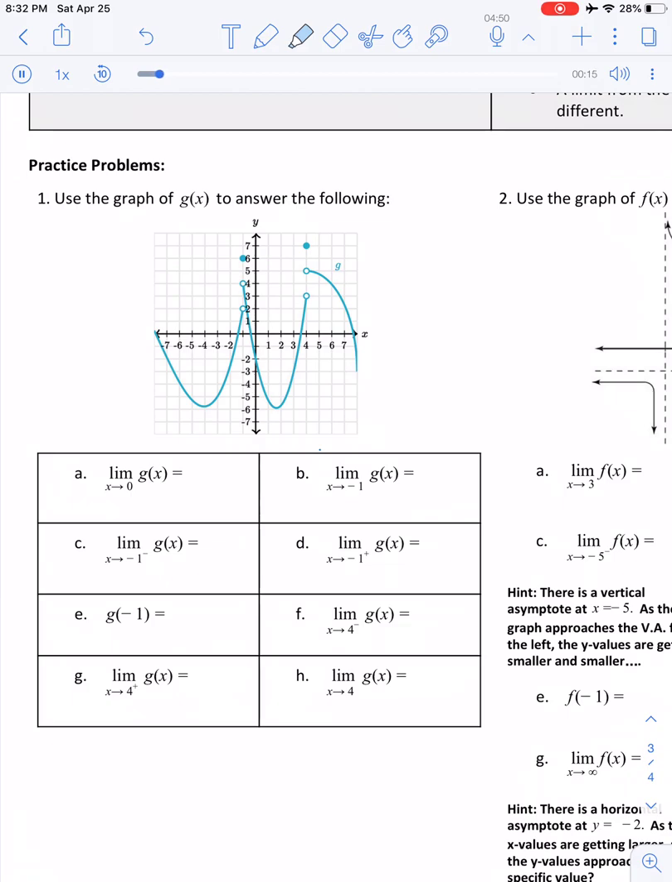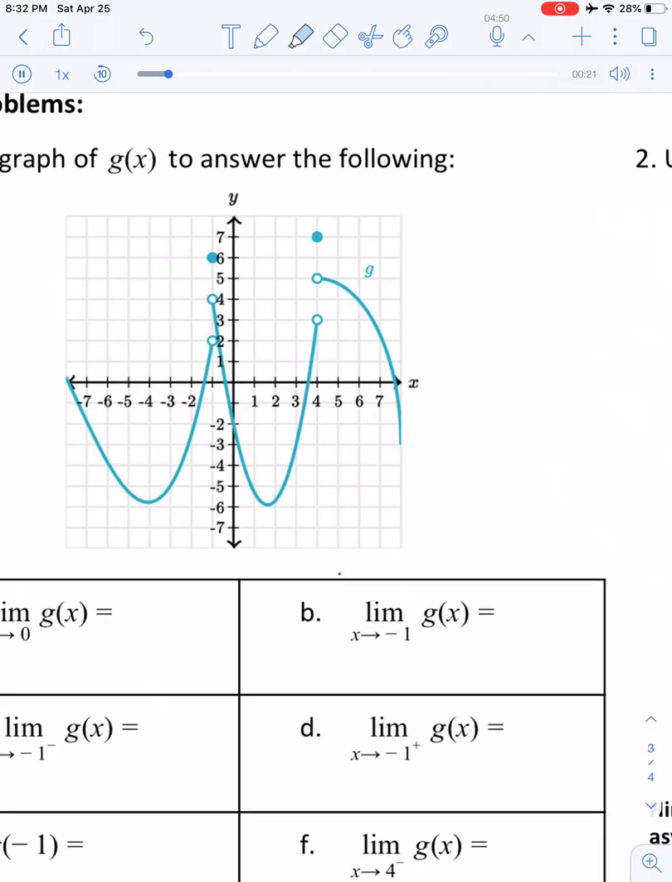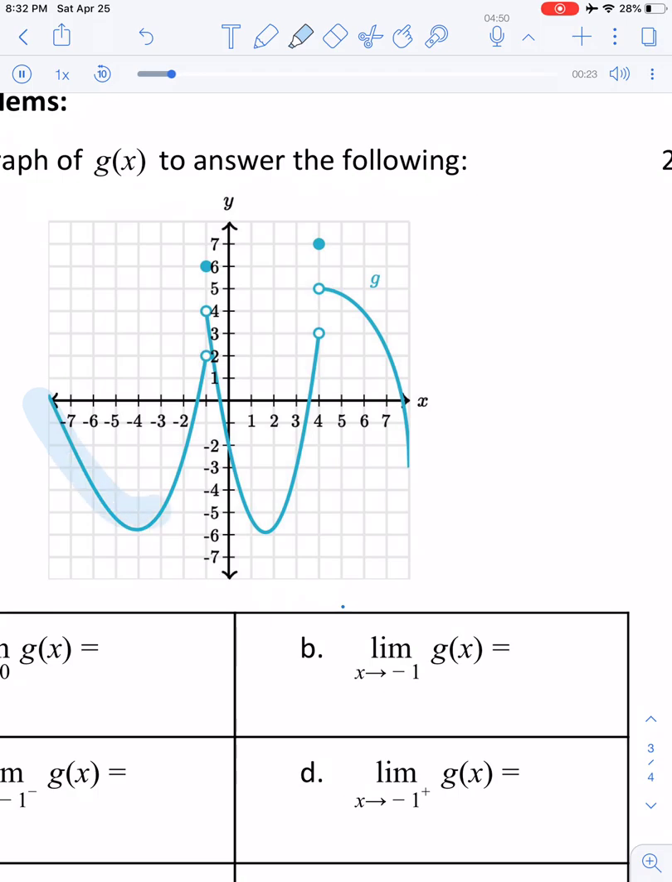So the limit as x approaches 0. I'm looking at my graph approaching 0 from the left and from the right, and we do want them to be the same thing. My y value is approaching -2. So again, if you want to just practice following that graph using your finger, it's okay that there are jump discontinuities or holes. You're just looking at right around that point at 0. What is that y value? So we have a -2.